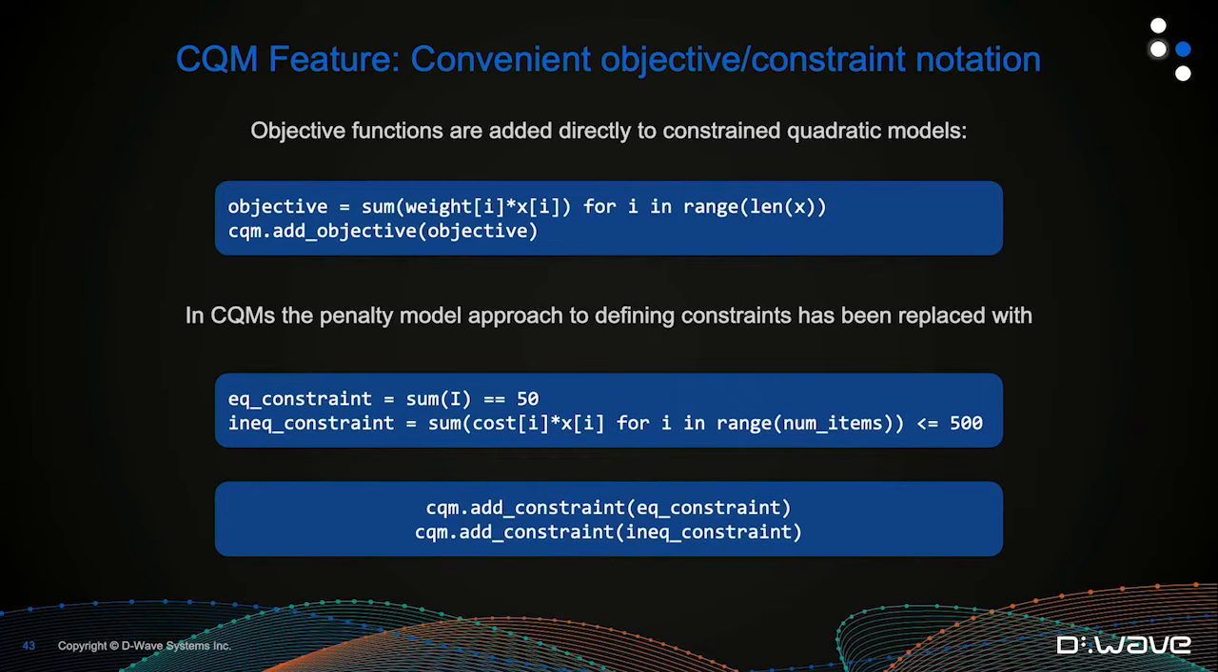If you've worked with our systems before and used equality constraints before, you'll remember that you've needed to use a nested for loop to add linear biases and quadratic biases to the model. So you can see how convenient it is that we can just replace that nested for loop with a single line.